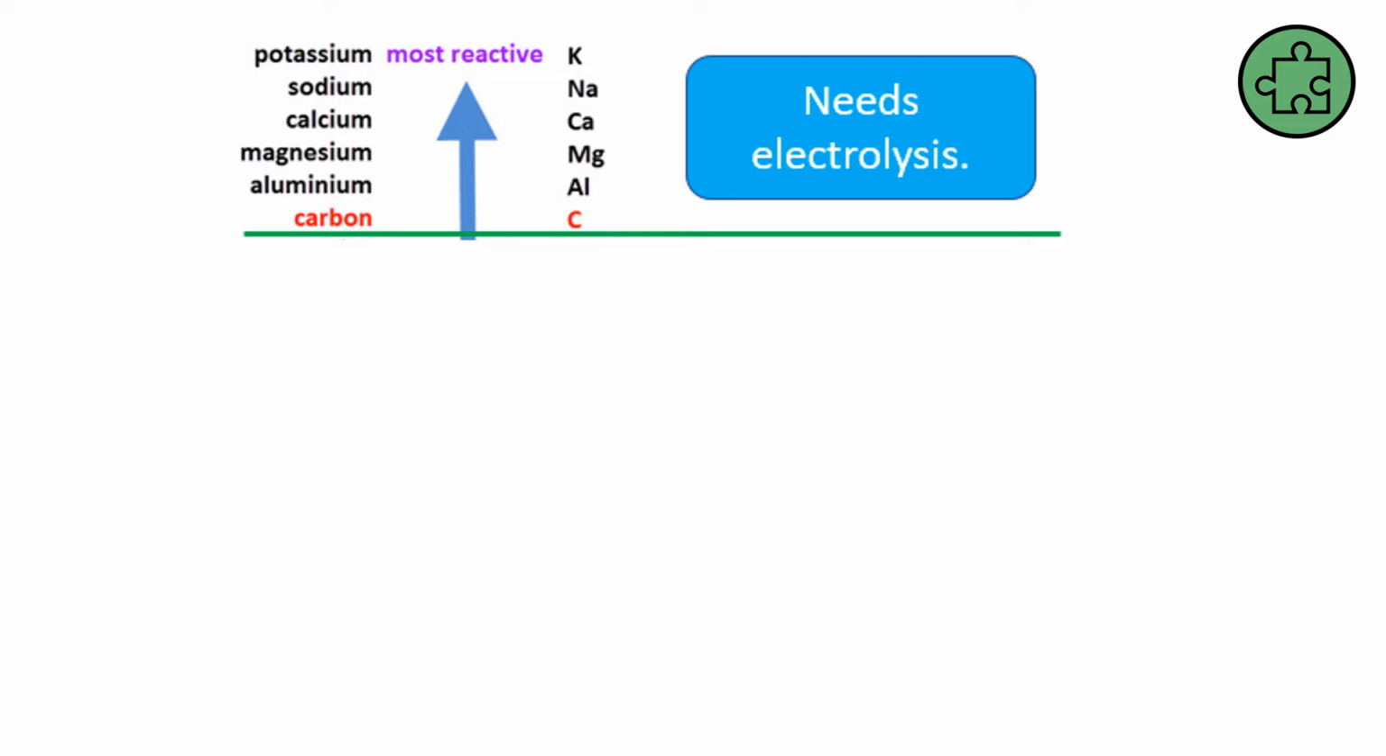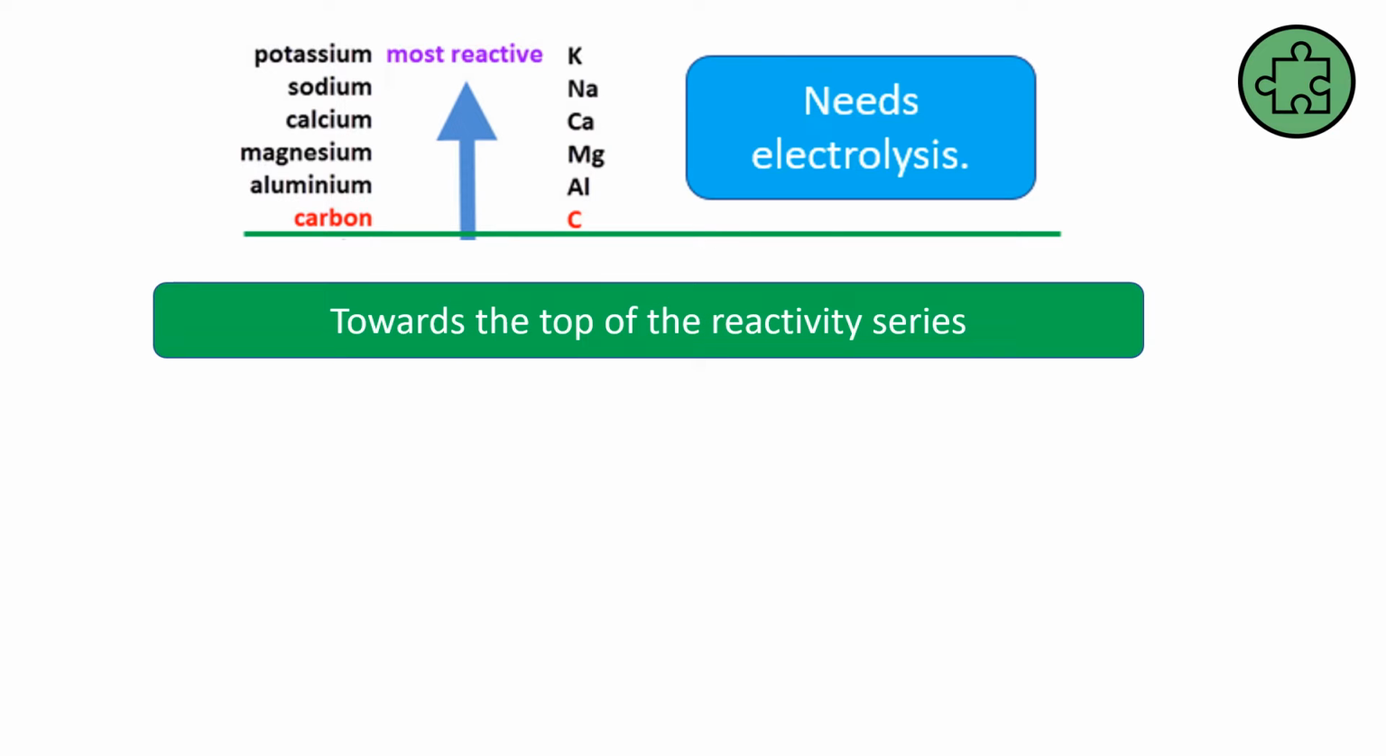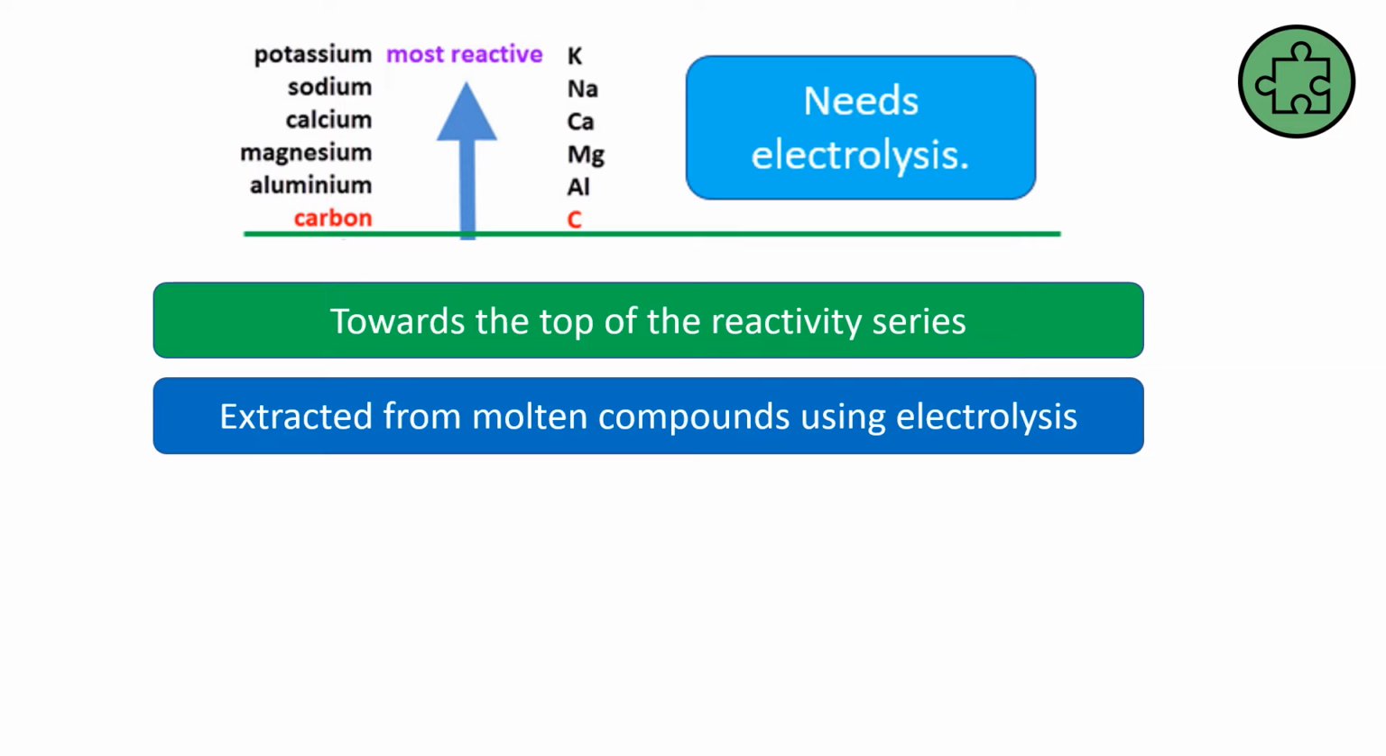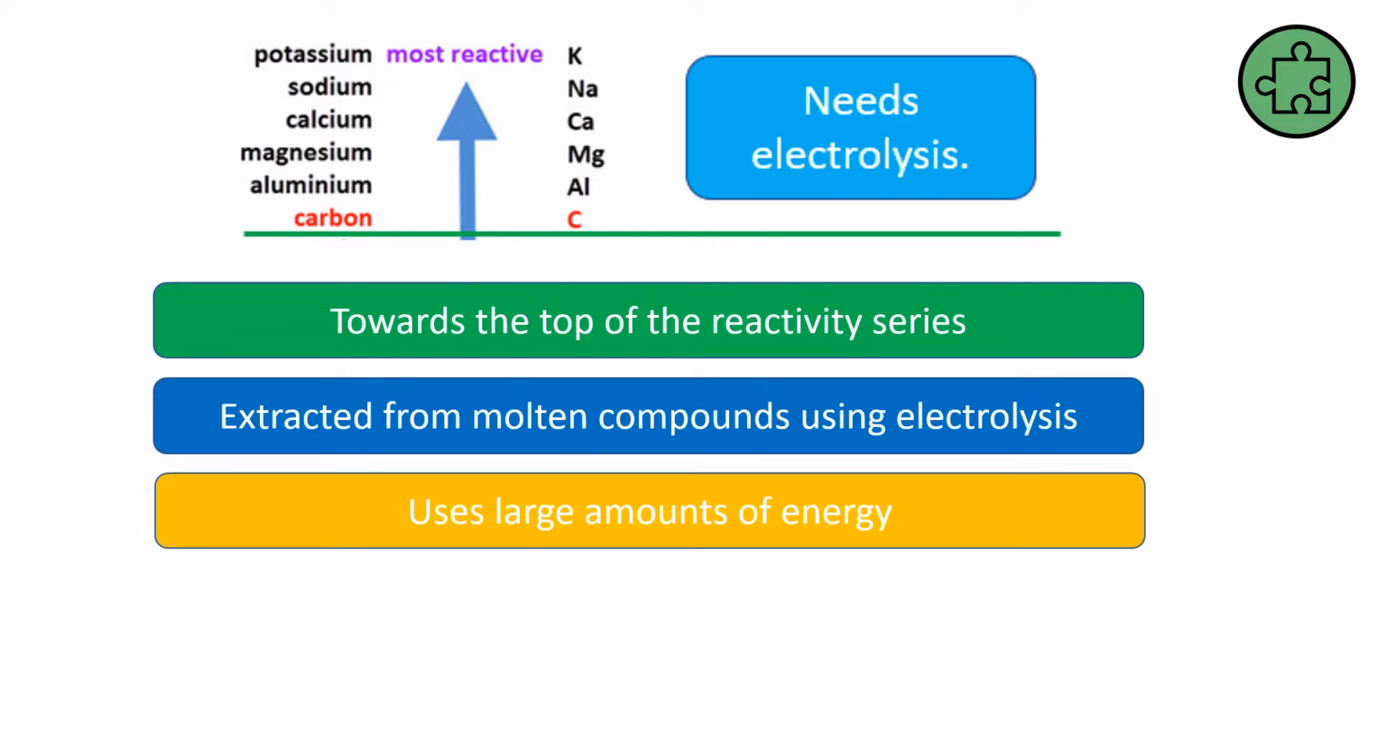Okay, so what do we need to know? So these here, towards the top of the reactivity series, anything above carbon, this applies to, can be extracted from molten compounds. So molten compounds are melted compounds using electrolysis. So you can see why there's a lot of energy going into here, because we've got to melt these compounds, possibly dissolve them if we're really lucky, usually melting them, and then we've got to use electrolysis, which also takes a lot of electrical energy. So this is going to get expensive very quickly.